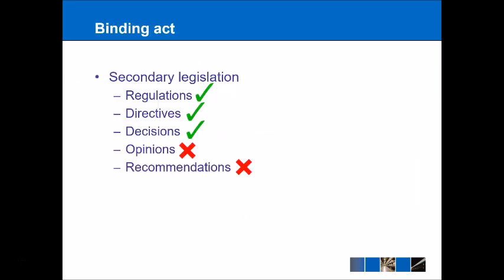So first step that we have on the chart is it a binding act? Now remember, we're dealing with secondary legislation here for judicial review, so primary legislation, i.e. the treaties, won't apply. And we're only looking at binding secondary legislation. So even though there are 5 types, regulations, directives, decisions, opinions and recommendations, only the first 3 of these can actually be challenged because they are the only ones that are actually binding. Opinions and recommendations are not binding, so can't be challenged.